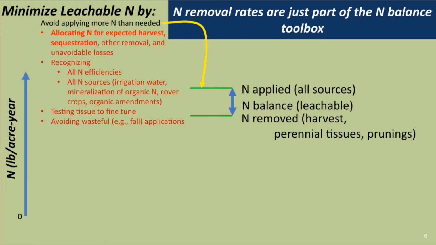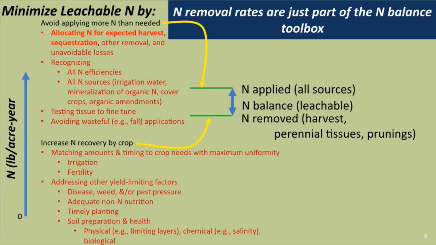Take into account all the N sources, not leaving out irrigation water, mineralization of organic N, contributions from cover crops or organic amendments, and test tissue to make sure that we're on track and all our calculations are playing out the way we thought, avoiding wasteful applications. For perennial crops, fall applications often don't provide much benefit and therefore can be reconsidered and maybe avoided.